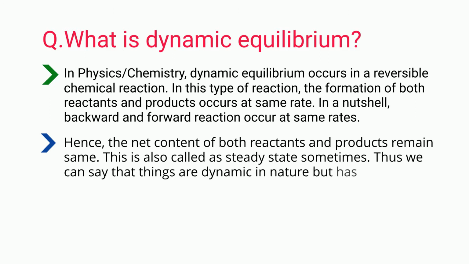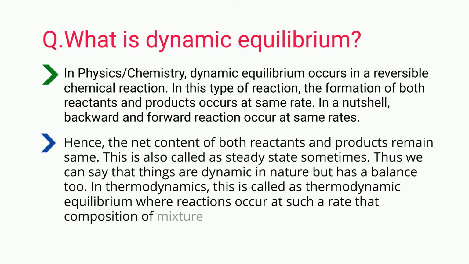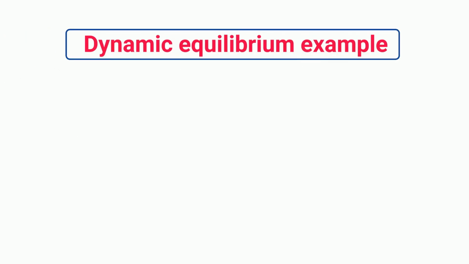This is also sometimes called a steady state. Thus we can say that things are dynamic in nature but have a balance too. In thermodynamics, this is called thermodynamic equilibrium, where reactions occur at such a rate that the composition of the mixture does not change significantly. Dynamic equilibrium example.